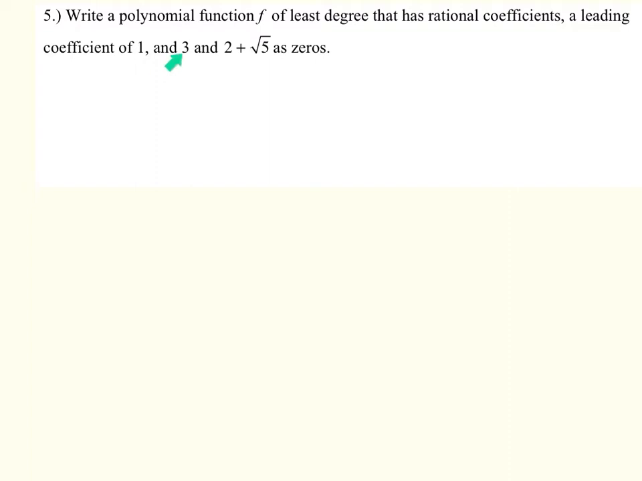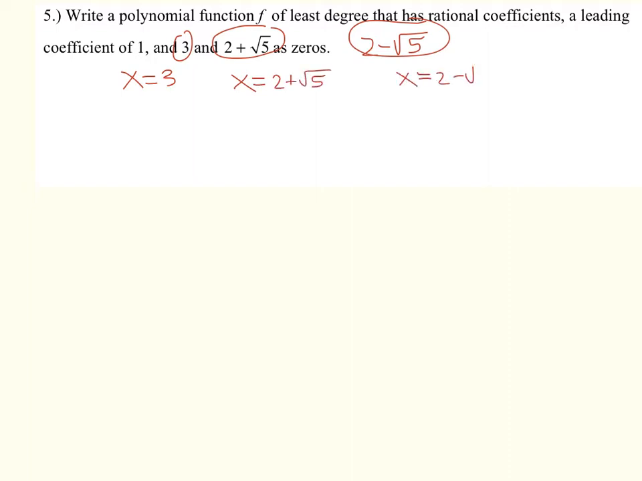And they're telling us that one zero is 3, another zero is 2 plus the square root of 5. Well, by the irrational conjugates theorem, I know that if I have 2 plus the square root of 5, I must also have 2 minus the square root of 5 as a zero. So my zeros are 3, 2 plus the square root of 5, and 2 minus the square root of 5. So x equals 3, x equals 2 plus the square root of 5, and x equals 2 minus the square root of 5. So if I work backward and get these equal to 0, I'll find my factors.